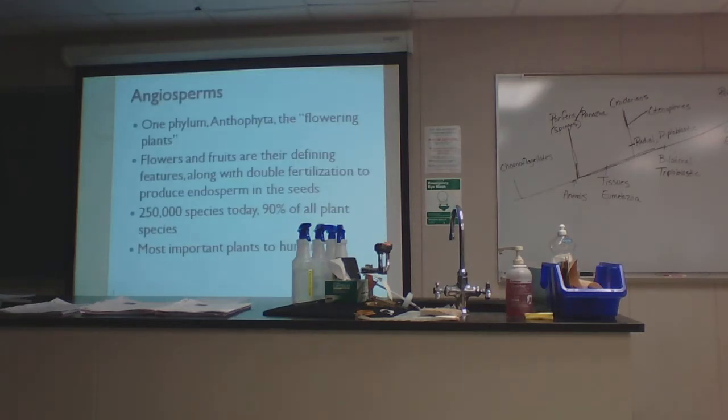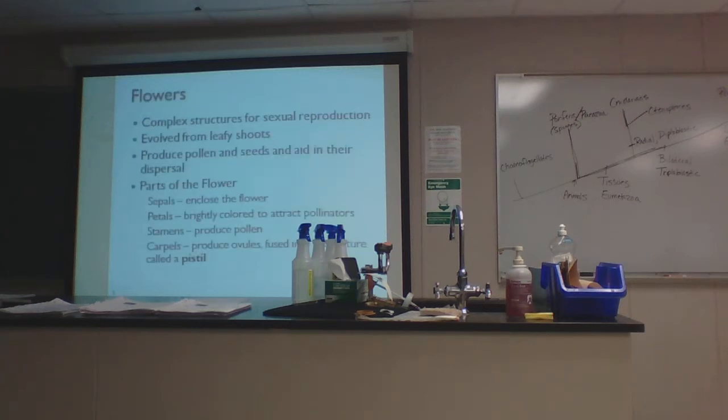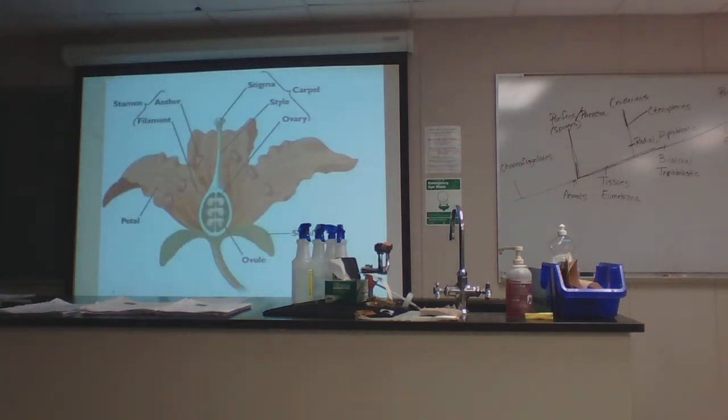Okay, then we have the flowering plants. And they have flowers, fruits, and double fertilization. And most plants are flowering plants. Okay, you should know the parts of the flower. That's going to be one of your diagrams. Awesome. So you should be able to draw that and label it. I will give you the words that you need to include, but you're going to need to draw the petals and the sepals and all that kind of stuff.